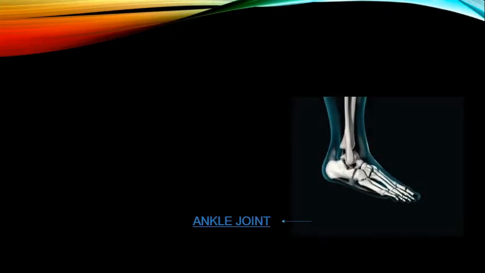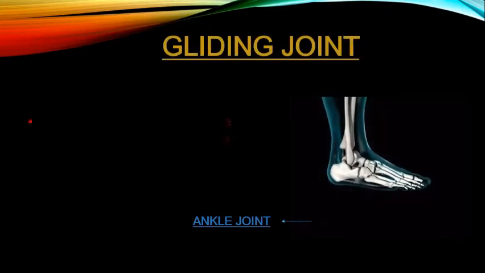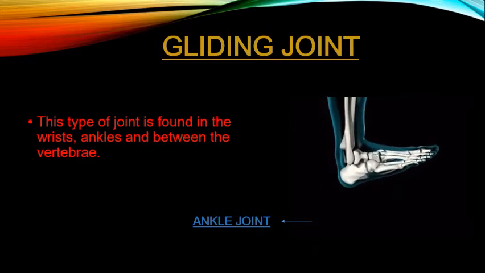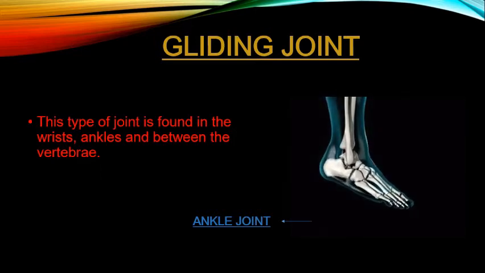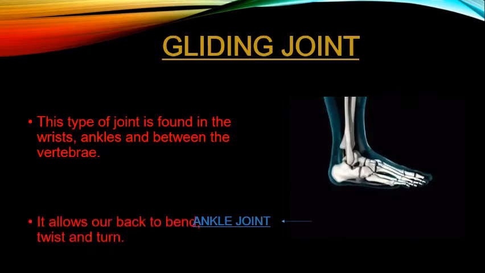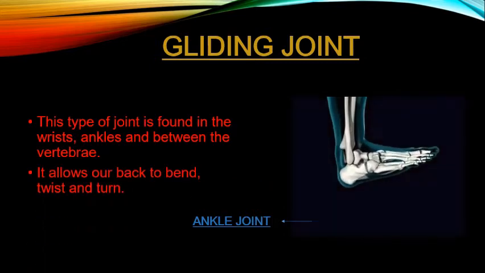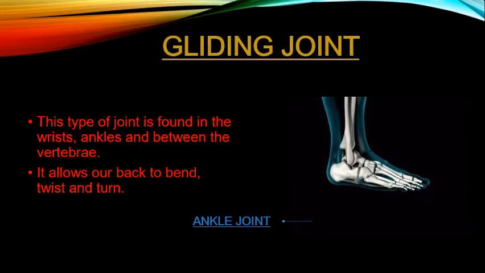Now the fourth one is gliding joint. This type of joint is found in wrist, ankle and between the vertebrae of a vertebral column. It allows our back to bend, twist and turn.